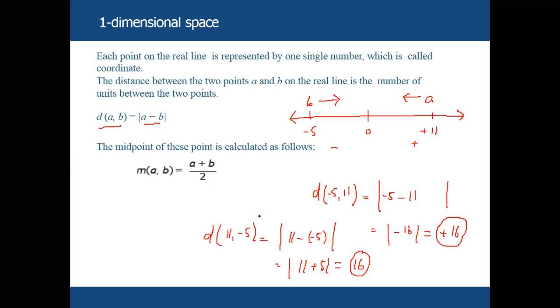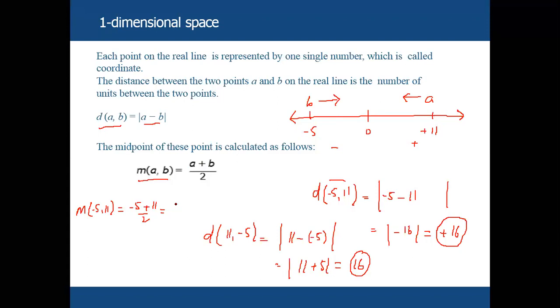For the midpoint we use this formula: the midpoint between A, B equals A plus B divided by 2. Just add the numbers and divide by 2. Like for the first example, -5 and 11, how do we find the midpoint? The midpoint between -5 and 11 equals -5 plus 11 divided by 2. So -5 plus 11 equals what?